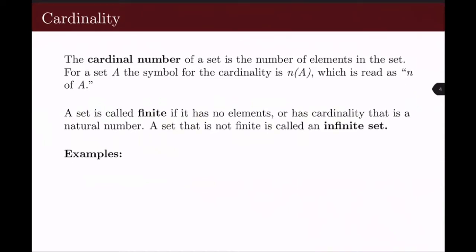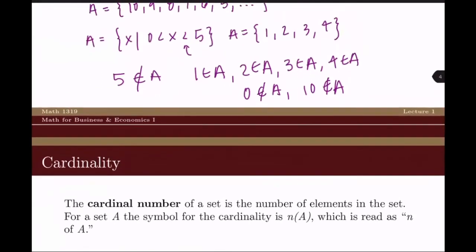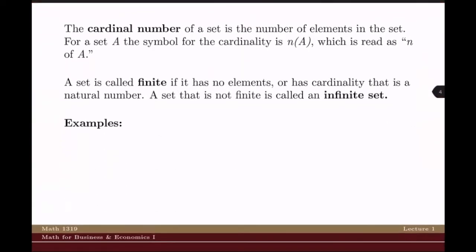So some examples. Let's use the example that we were talking about here. If we have A is equal to 1, 2, 3, 4, then the cardinality of A is 4 because there are 4 elements in the set A. And then also A would be a finite set because its cardinality is a natural number.